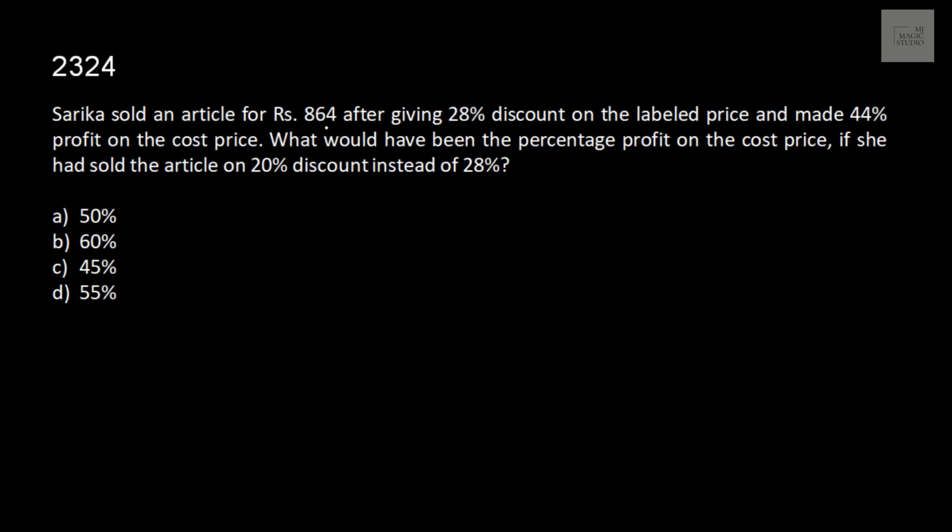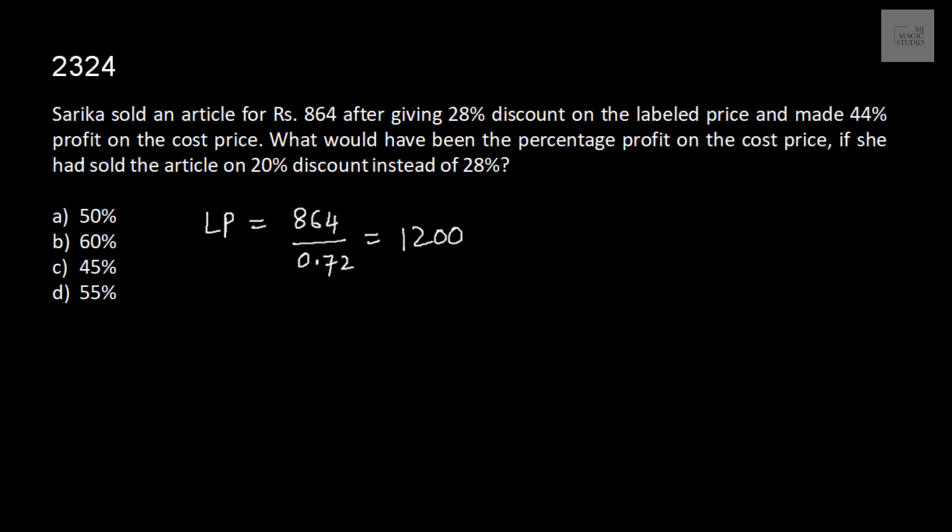Sarika sold an article for rupees 864 after giving 28% discount on the labeled price. That means the selling price is 864, 28% discount is given. That means it should be divided by 1 minus 0.28, that is 0.72. So labeled price would be 864 by 0.72, that comes to 1200.